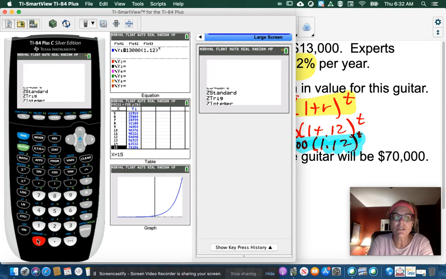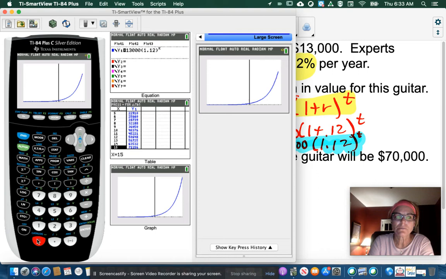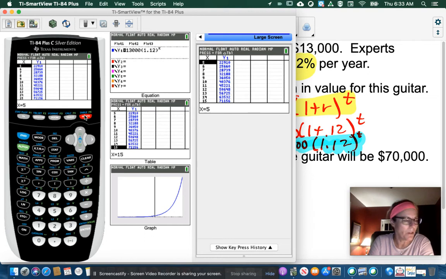And I graph it just to make sure, does my model make sense? If my graph was going down and to the right, we'd have a problem because the guitar is growing. So my graph better go up and to the right. And it does. So now I hit second graph so I can look at my table. And all I'm doing now is looking at the Y value. When is the first time the Y value will jump above 70,000 or be right at 70,000? It's not at 70,000 though. We have 63,532. So that's not my answer.